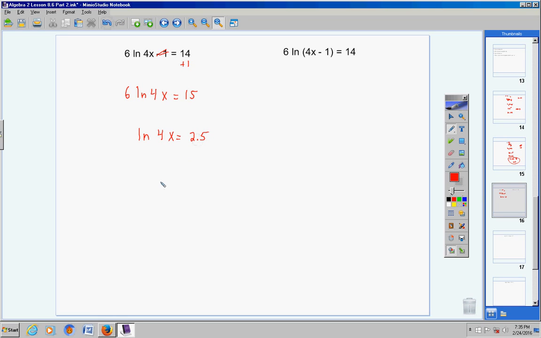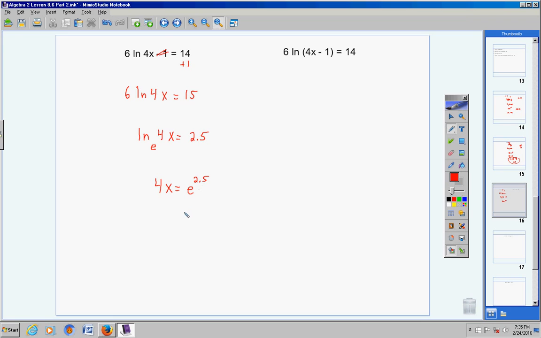Okay, next I'm going to write this. Well, first of all, step 1 is done now. I have totally and completely isolated my logarithm. Step 2, write it exponentially. Well, what's your base here, even though you can't see it? It's a natural logarithm, so e. So next I would have 4x equals e to the 2.5.